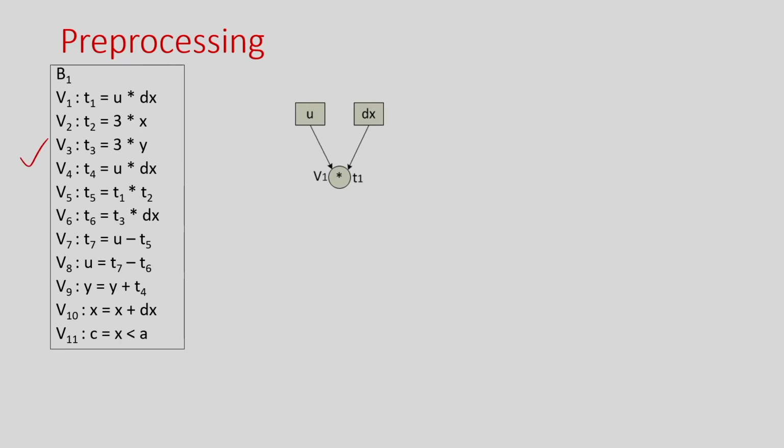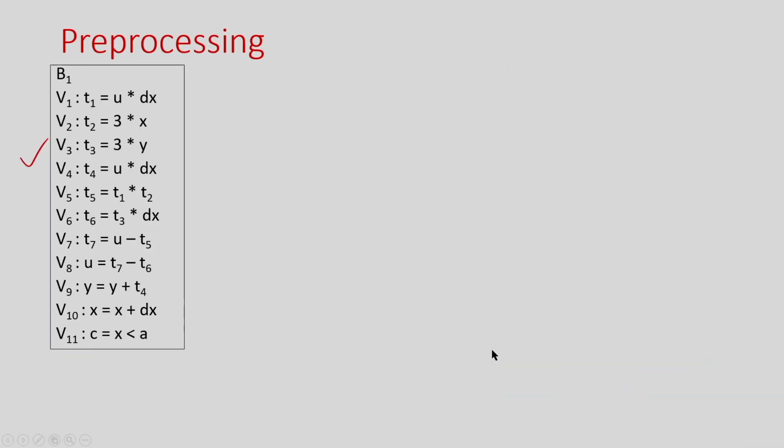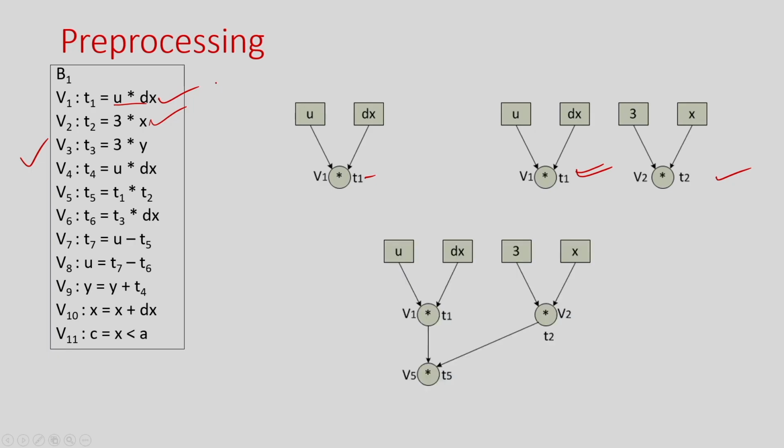So, this is my 3 address form for this basic block, right. So, I am talking about this basic block, right. And then for this basic block, we have to identify the data dependency. So, here I am doing u into dx and storing in T1, then this is 3 into x storing in T2, and this is u into dx for these operations. So, this is how if we just do that, then what is happening, this T5 is basically multiplying T1 into T2. So, now this operation V5 depends on V1 and V2. So, this will give you the dependency that until these two operations are completed, I cannot do this.